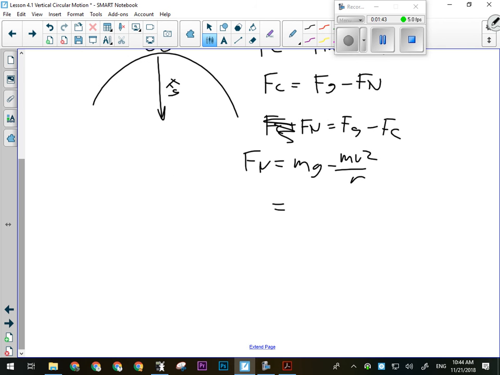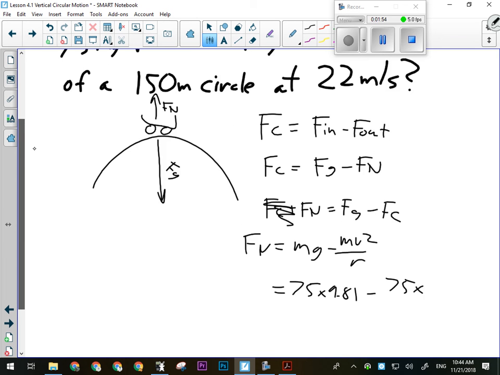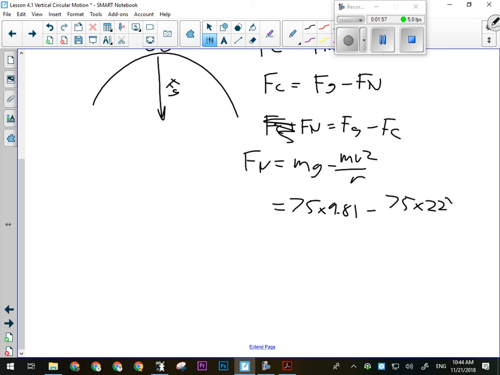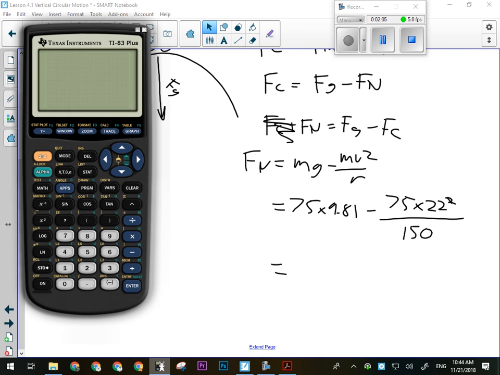That means we have a 75 kilogram person times 9.81, minus 75 times how fast are they moving, 22 meters per second, squared, divided by the radius of the circle, which was 150 meters. So I've got 75 times 9.81, and then I'm going to subtract from that 75 times 22 squared divided by 150.